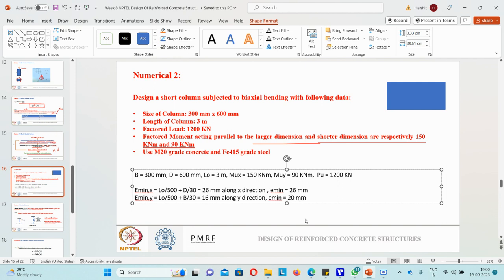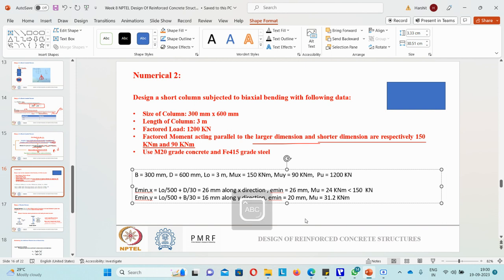Now I know the factored load, so I can calculate the moment due to eccentricity. It is nothing but Pu times e minimum. Along the x direction it will be 1200 times 20 divided by 1000, because we need to convert mm into meter also. So 1200 into 20 divided by 1000 will be 24 kilonewton meter moment due to this eccentricity, and along this direction it will be 1200 into 26 divided by 1000, so 31.2 kilonewton meter. Now both of these values are less than the design moment that is given to us.